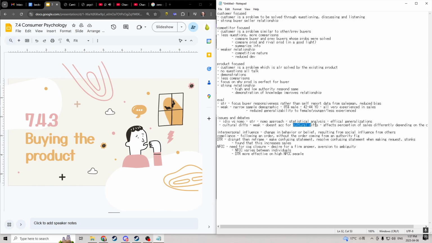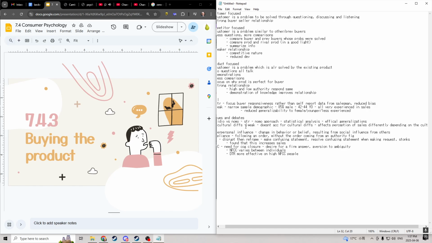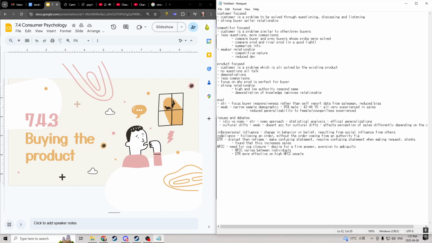For example, Japanese people might not like customer-focused because too many questions, you're asking too many questions. They'd rather just have all the info presented to them with competitor-focused or product-focused sort of thing, right? Something like that. It doesn't have to be that.